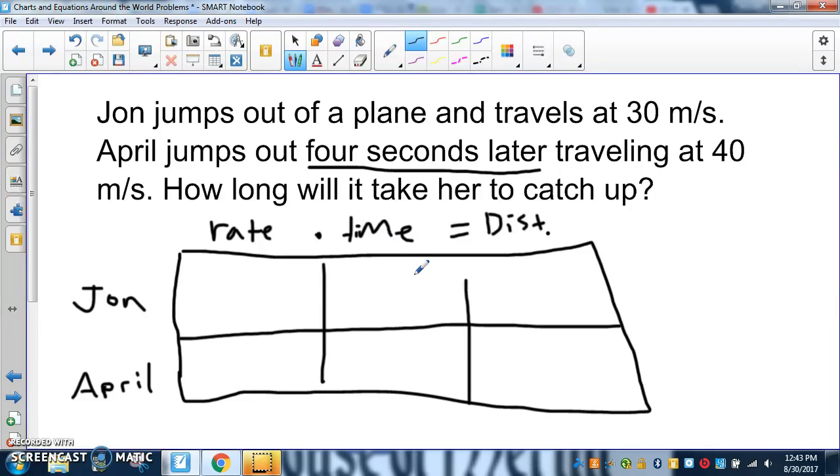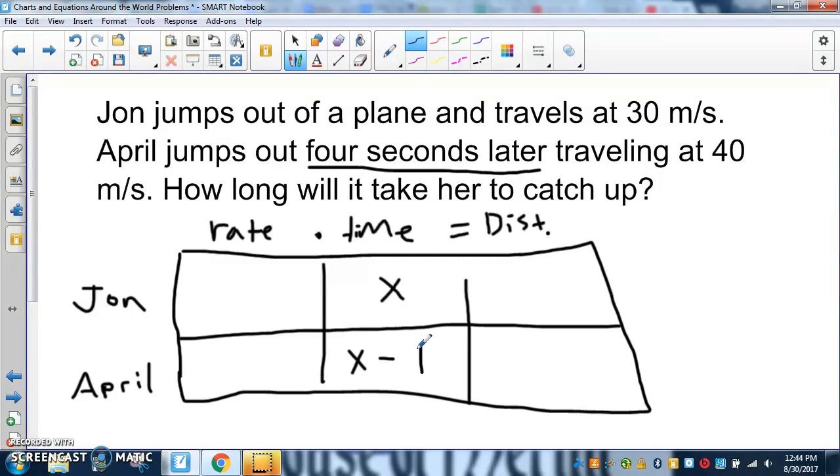Now, I don't know how long John actually travels. It doesn't give me any information about how long he is in the air when he leaves. So I'm just going to call his time X, or T, if you prefer. But I'll tell you what, I know what April's is, because April is a comparison to John. 4 seconds later. If she is leaving 4 seconds later, that means she's going to be in the air 4 seconds less time. I know this one's a little weird.